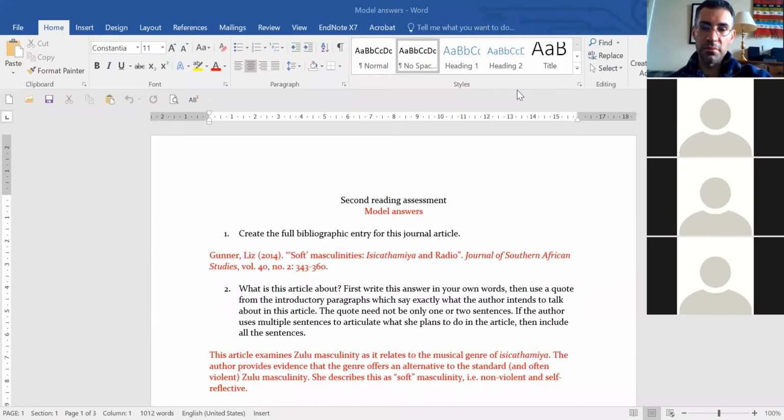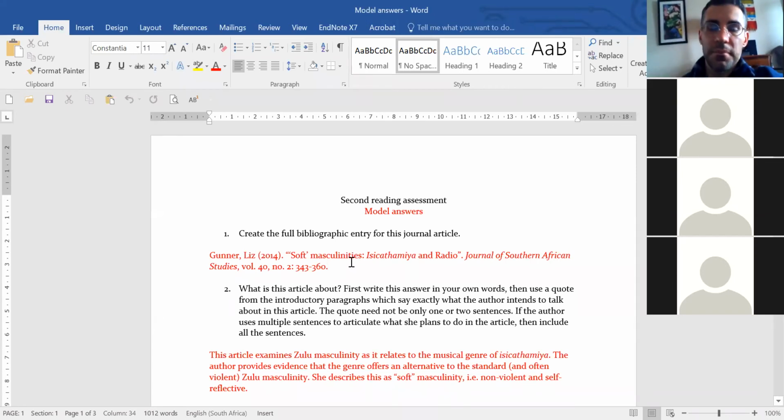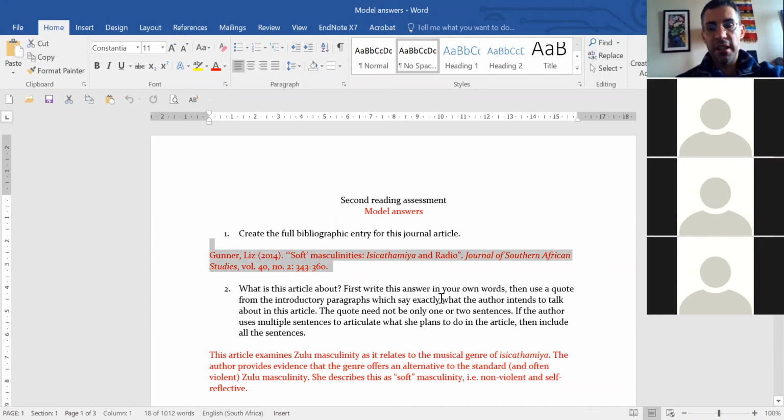All right. Now, there are important things that you have to learn along the way about how to present evidence in an academic way. And so I'm going to show you some of the model answers now, because I see that there are some issues with citation, which are important for us to clear up. Just tell me when you can see the screen. Okay. I want to look at this first question here. Create the full bibliographic entry for this journal article.